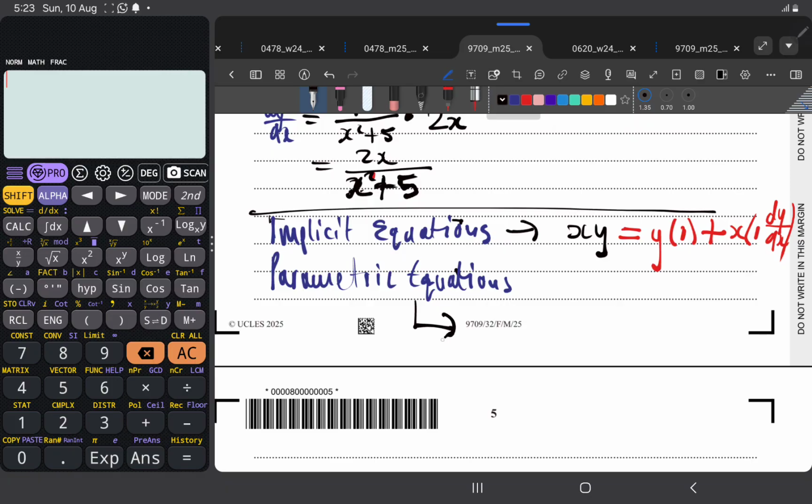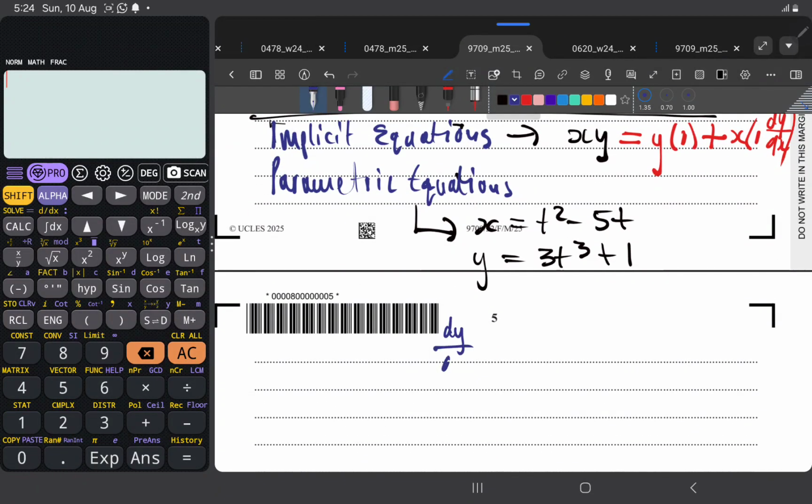Now let's talk about parametric. What is the trick in parametric now? Parametric, you'll be having 2 different equations, and they are functions of some other variable. For example, if I say to you, you have x being equal to t squared minus 5t, then you are going to have y being equal to 3t cubed plus 1. These are 2. Then we say, please find for us dy/dx. Okay? Now, if you look here, can you find it? Impossible.